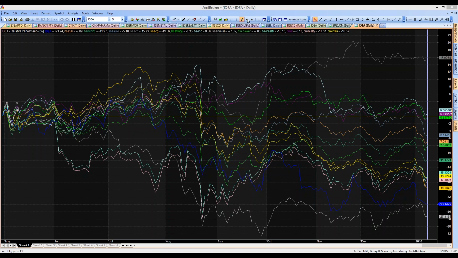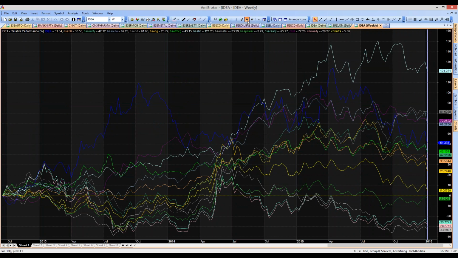I'm going to change this to weekly. This is a daily chart, I'm going to change it to weekly chart, and you can see that suddenly we have a lot more data and the chart looks really different. And this is from about 1st or 2nd of October 2013, and that is now the reference point.